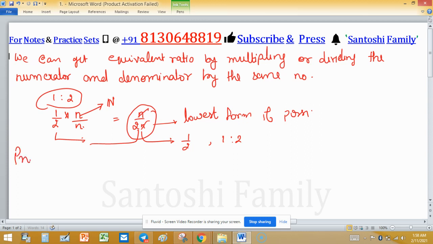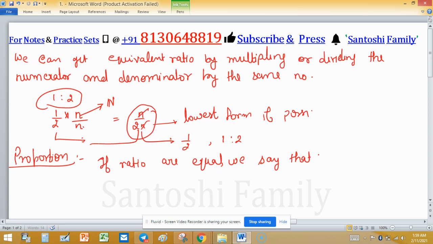Now come to another concept, proportion. As we have finished ratio in previous classes, if two ratios are equal, we say they are in the same ratio. They are in proportion.